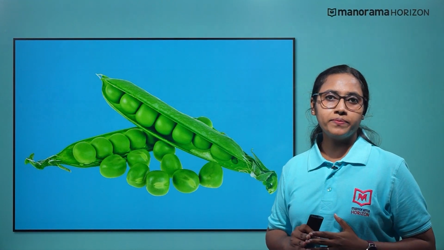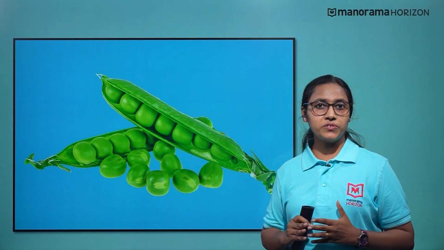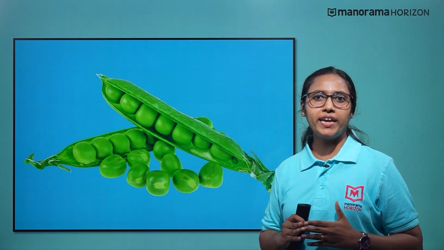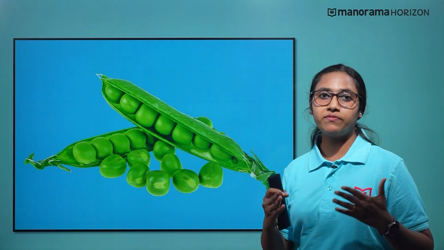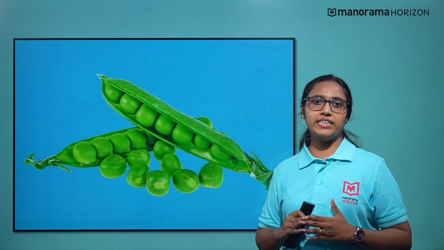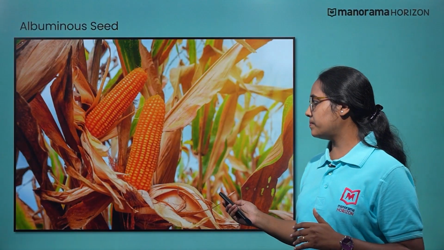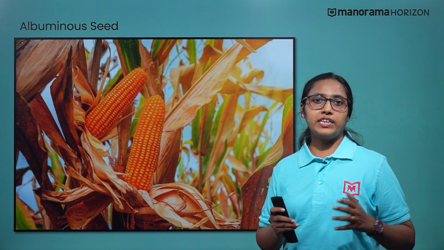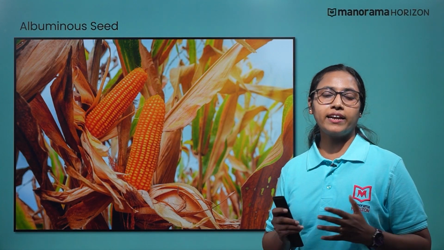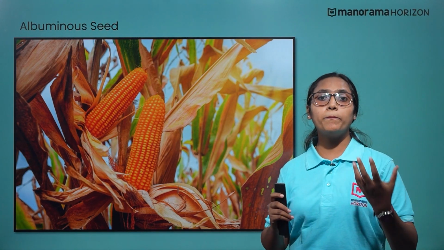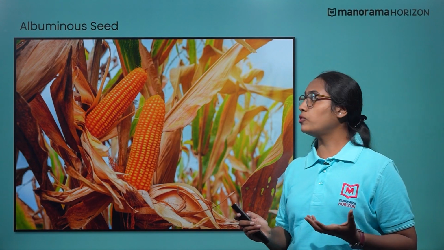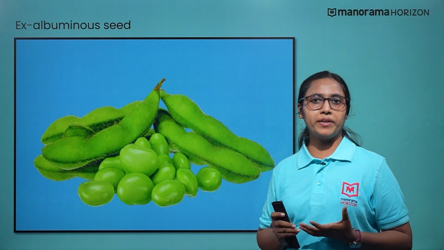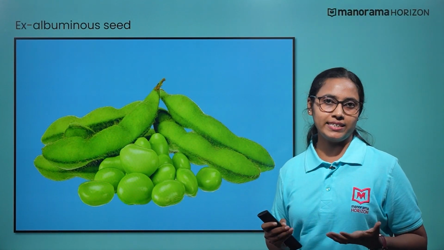Now, do you know some seeds like castor, wheat and maize retain some endosperm during embryonic development? This kind of seed is known as endospermic or albuminous seeds. But in beans, peas and grams, the endosperm is completely consumed by the developing seeds. Such seeds are known as non-endospermic or exalbuminous seeds.